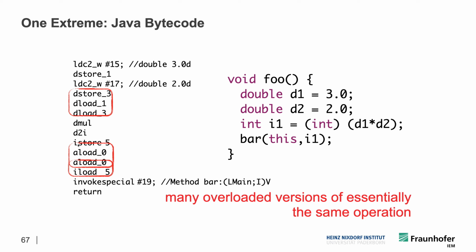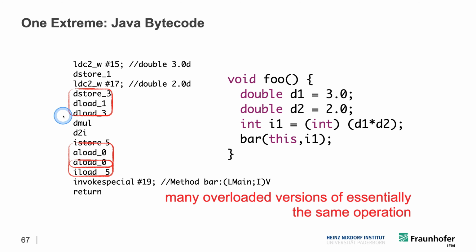So that means if you do a static analysis on this kind of code, it must distinguish between a dload and an aload and an iload, although essentially they are all performing the same operation. So it's increased work, although the semantics of all of these statements is essentially the same.